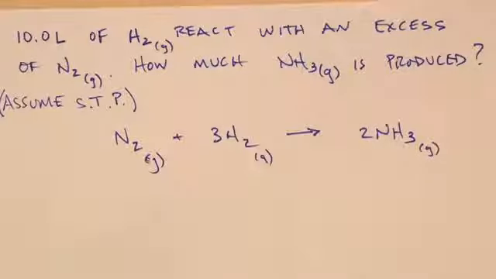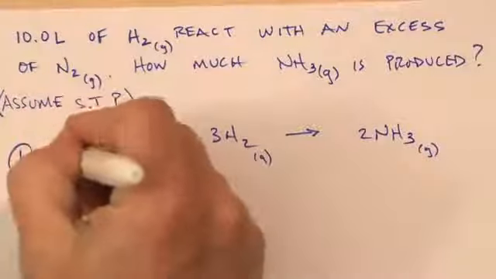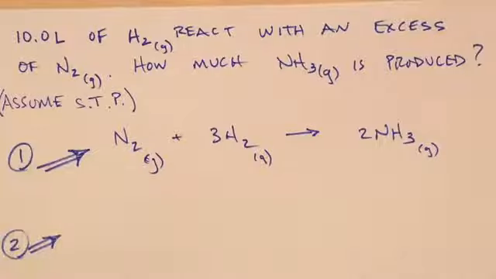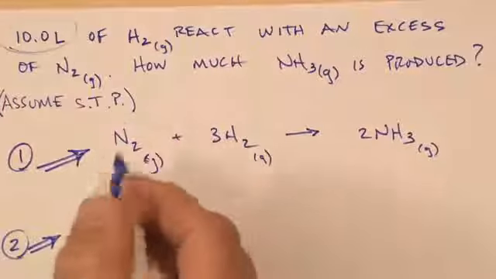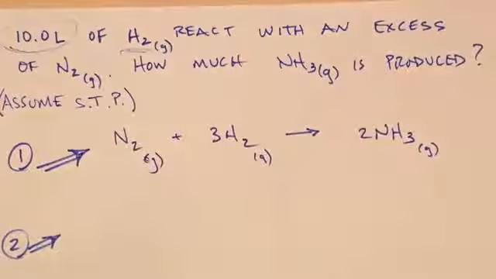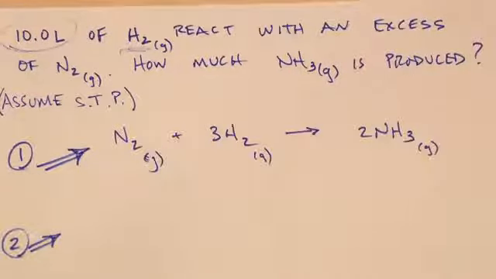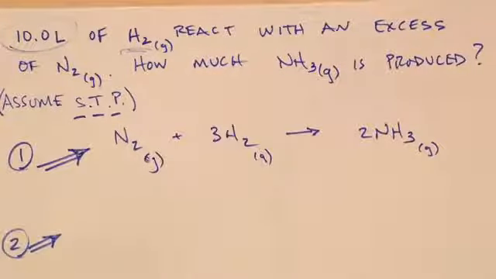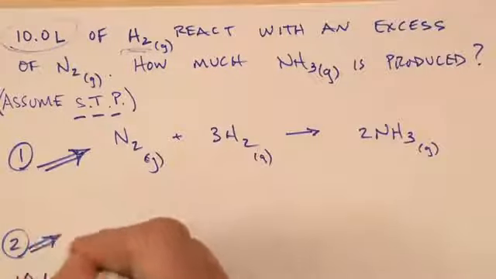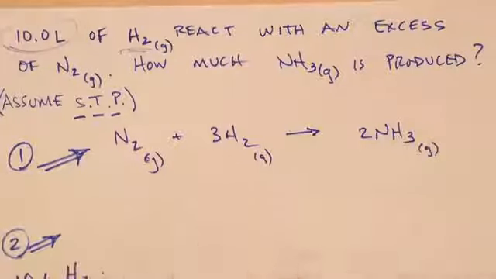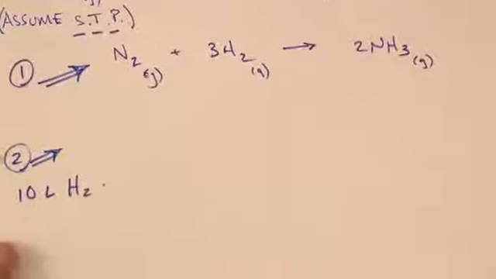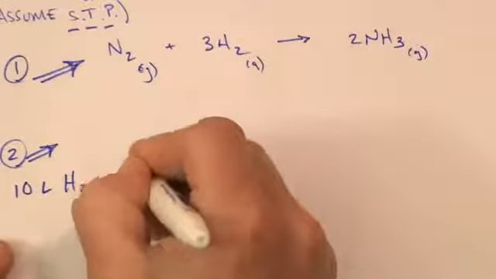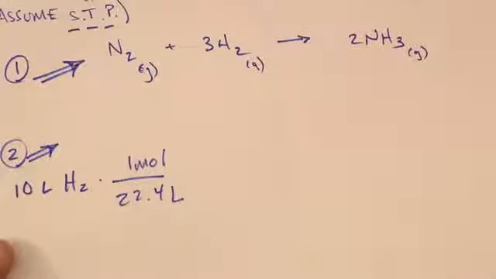As we would with any stoichiometry problem, step number 1 would be writing the balanced chemical equation. Step number 2 then would be converting to moles. And so we need to take our 10 liters of hydrogen and convert it to moles. Now, if you were paying attention just a little bit ago, we know that 1 mole of any gas at standard temperature and pressure is equal to 22.4 liters. So I could take my 10 liters of hydrogen gas, put a multiply sign, put a line, and I could put 22.4 liters on the bottom and 1 mole of that gas on the top.